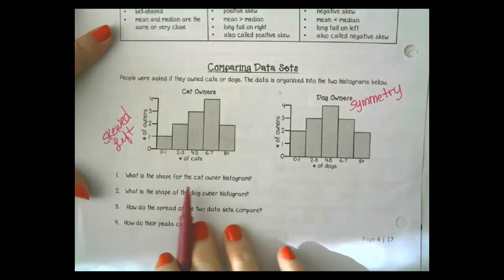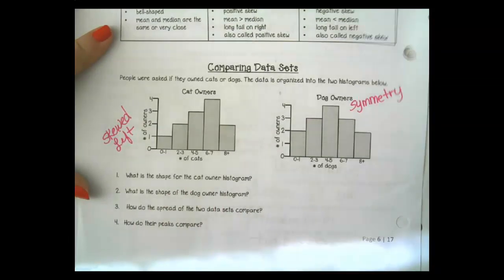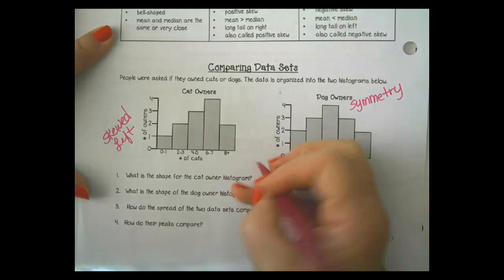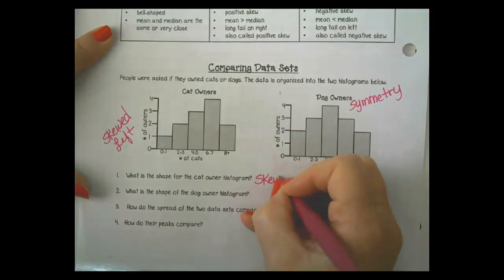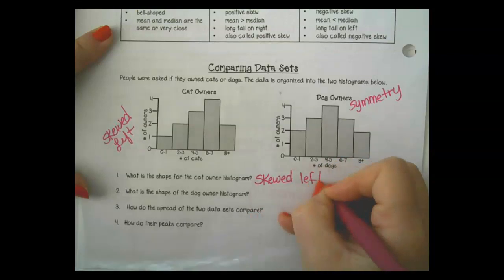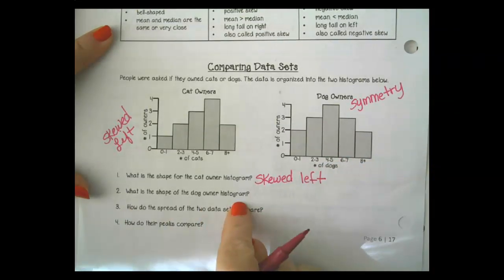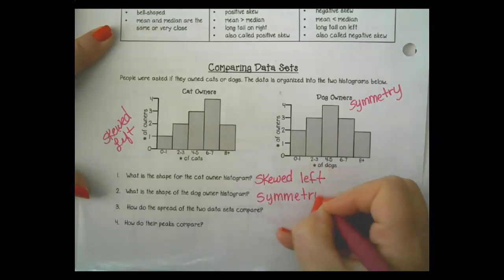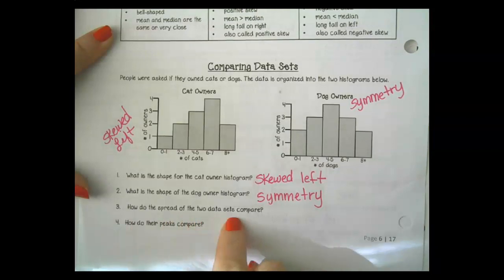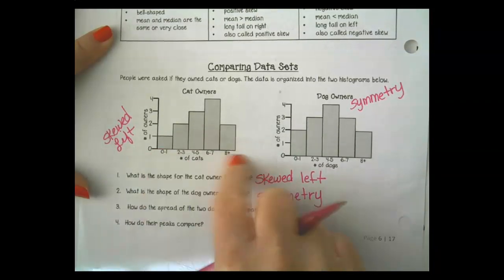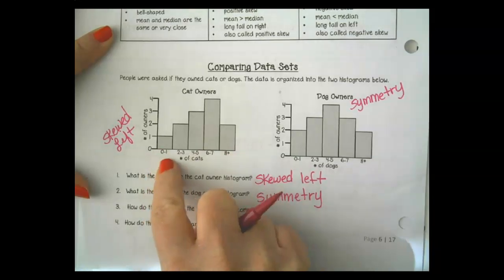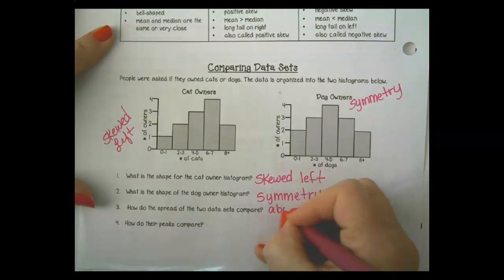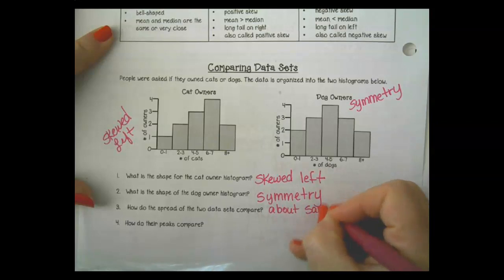What is the shape for the cat owner histogram? Looking at that shape, it's skewed to the left. What is the shape of the dog owner's histogram? It has that symmetry. How does the spread of the two data sets compare? They both go from 0 to 8, so about the same spread.